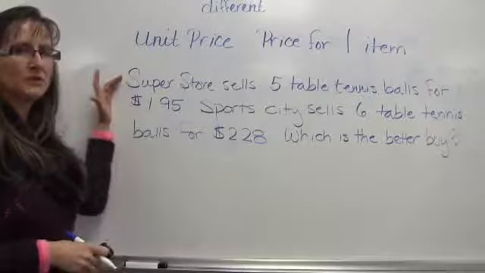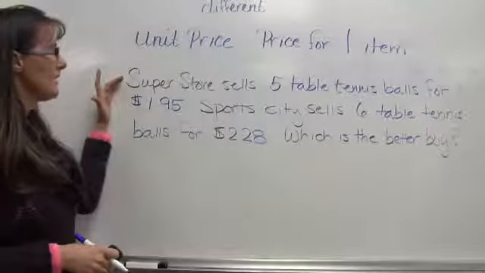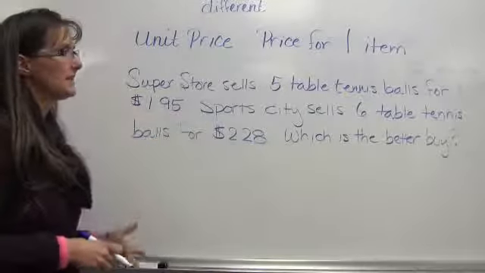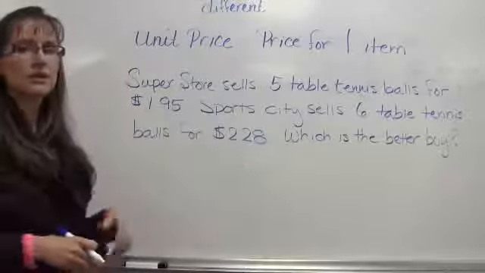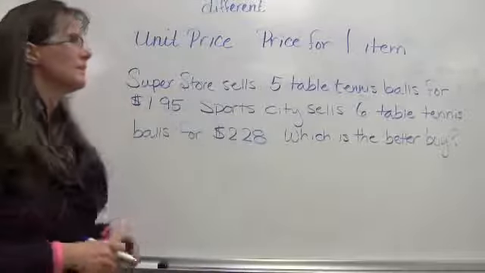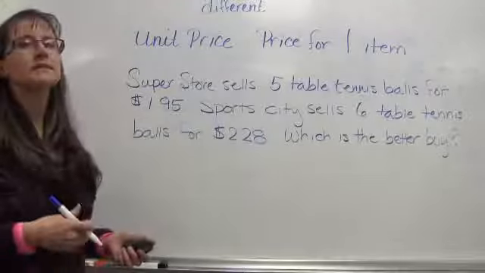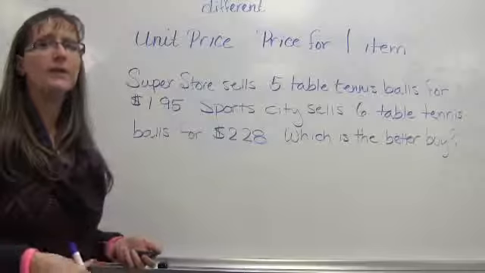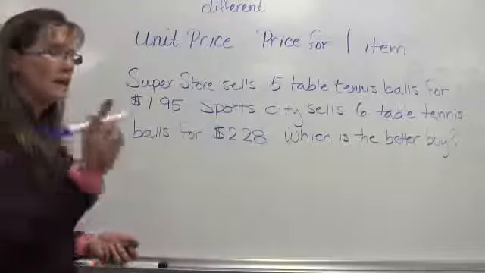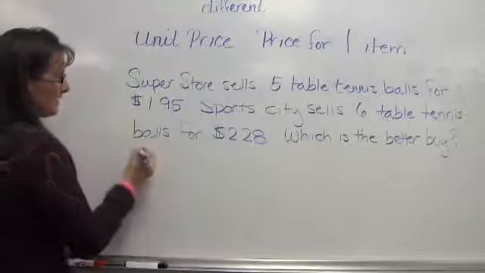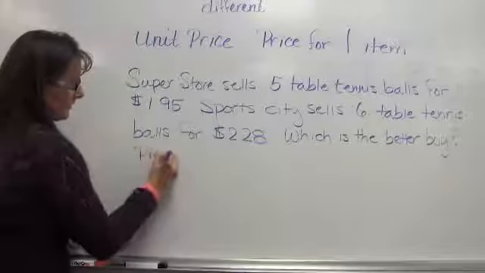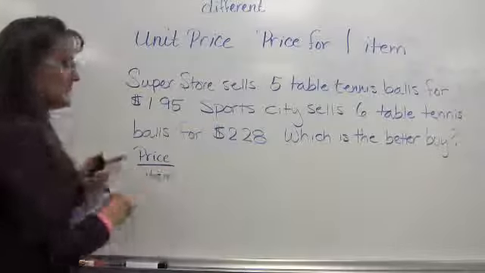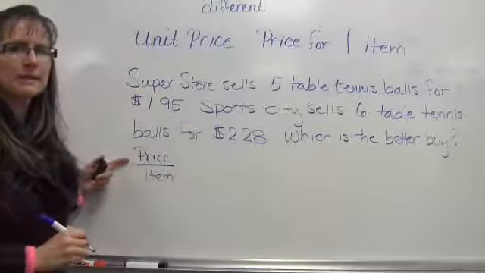So here we have Superstore, and it's selling 5 table tennis balls for $1.95. And then we have Sports City. They're selling 6 table tennis balls for $2.28. What's the better buy? Well, we can do this by finding the unit price. Remember, I told you to find a unit rate, you just simply divide. The way that we divide is it is price per item. That means I'm always going to be putting my money on top.